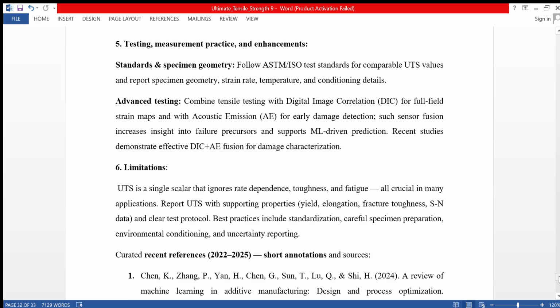Limitation: UTS is a single scalar that ignores rate dependence, toughness, and fatigue, all crucial in many important applications. Report UTS with supporting properties: yield, elongation, fracture toughness, S-N data, and clear test protocols. Best practices include standardization, careful specimen preparation, environmental conditioning, and uncertainty reporting.